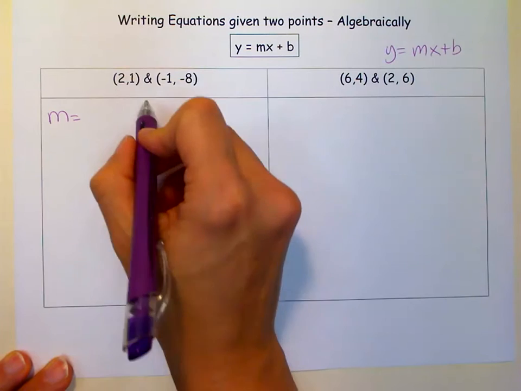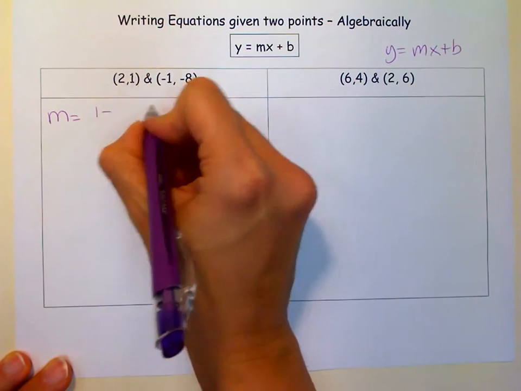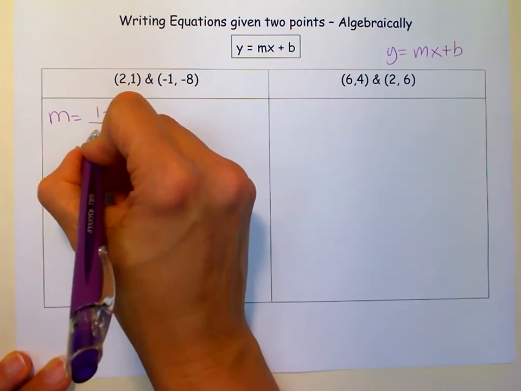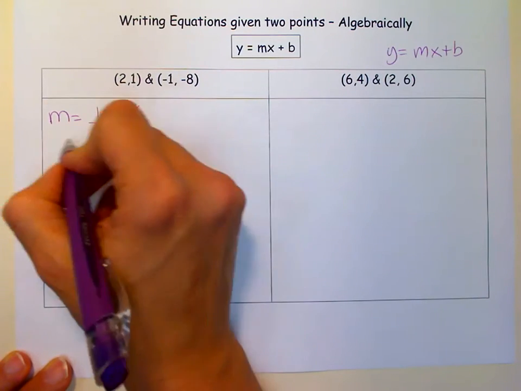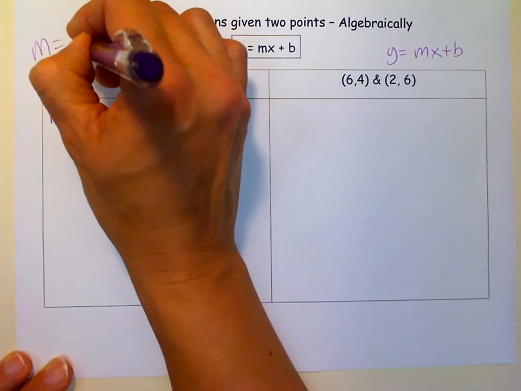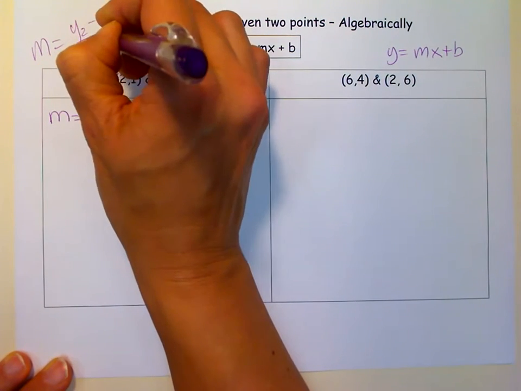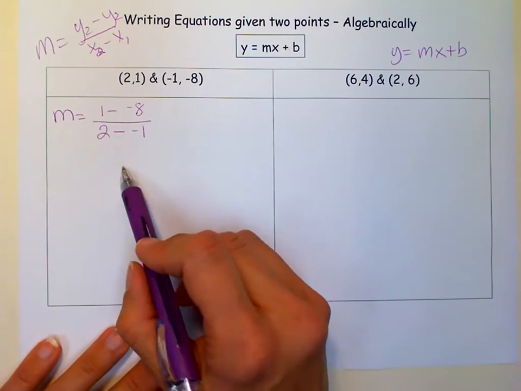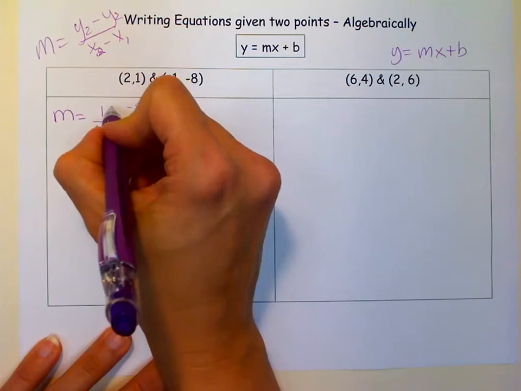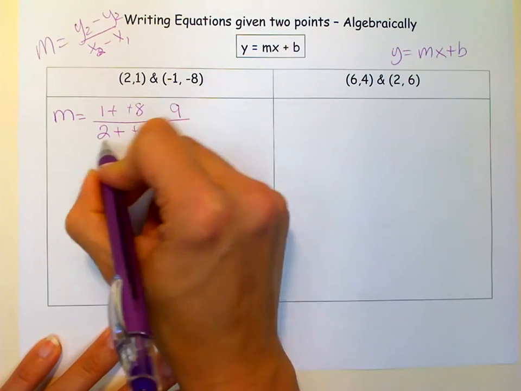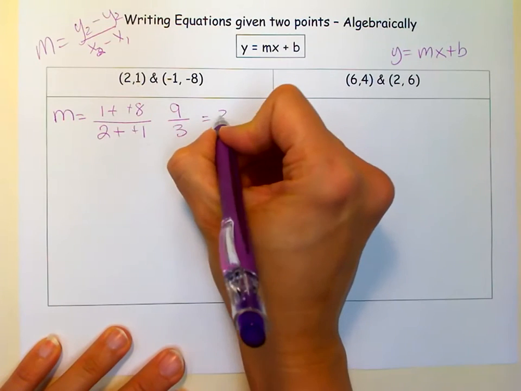Now when I find my slope, I take 1 minus -8 over 2 minus -1. Remember that slope formula for those of you who might not remember what I'm doing. Whoops, that's a 2. That's my slope formula. I take and subtract the y's and subtract the x's. So 2 negatives cancel out. 1 plus 8 is 9, and 2 plus 1 is 3. So my slope is 3.